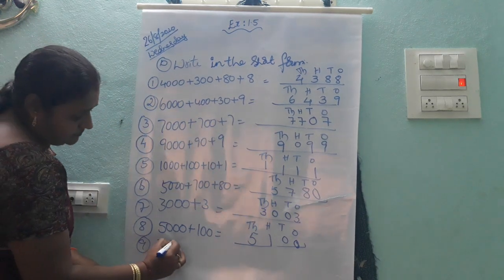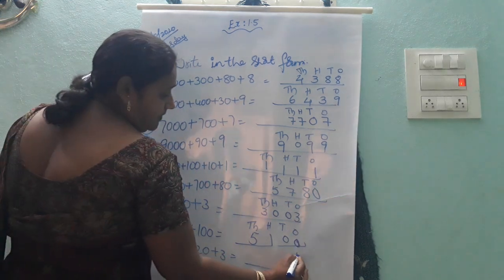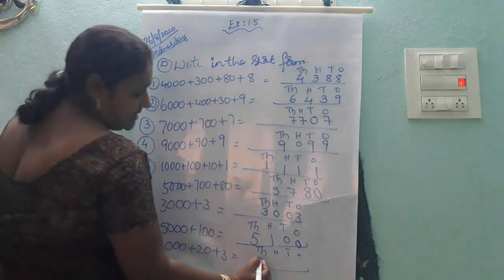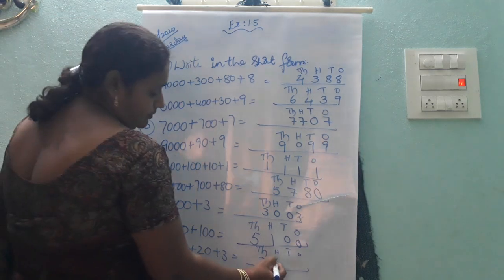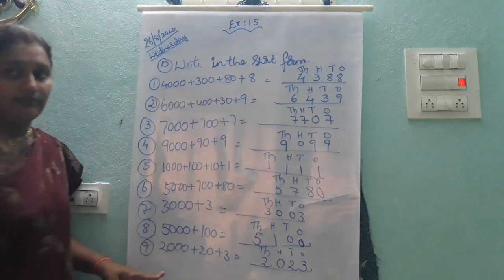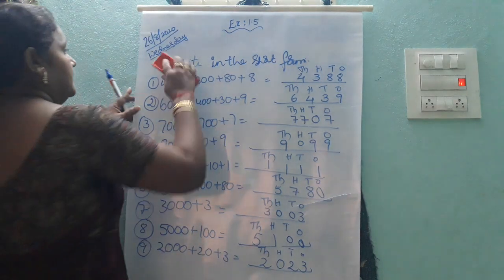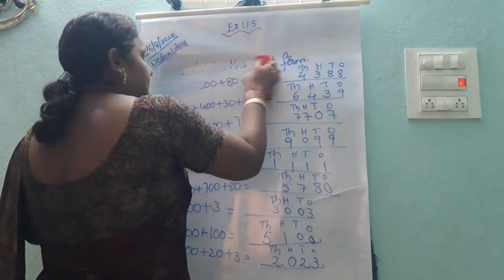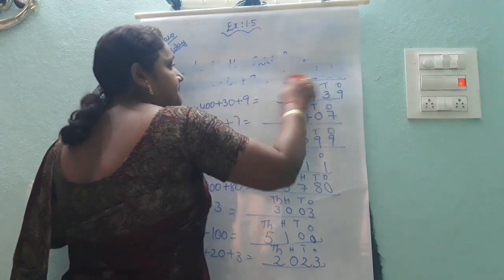2000 plus 20 plus 3. How will you write? See that? 2000. Not yet given the hundreds place value, so 0. 2 tens, 2, and 3 ones, 3. One more sum is there. I will tell you. See that sum.